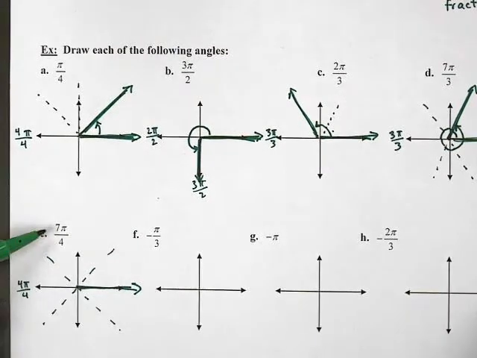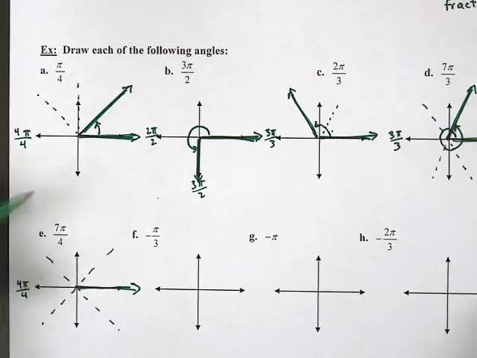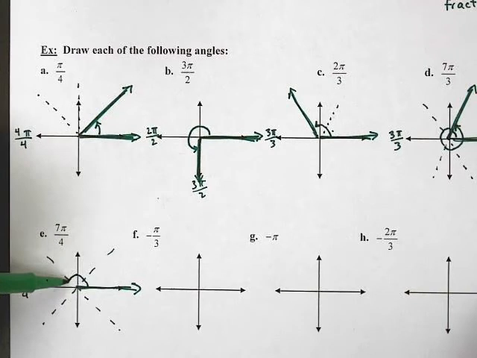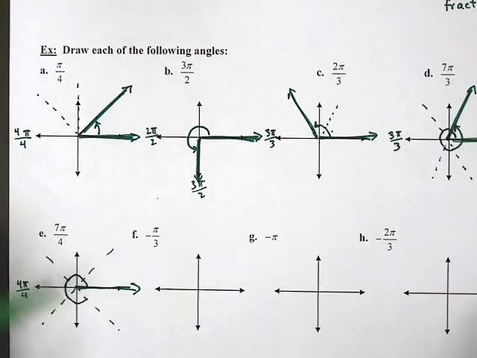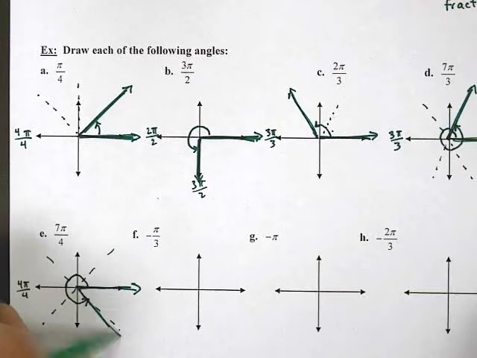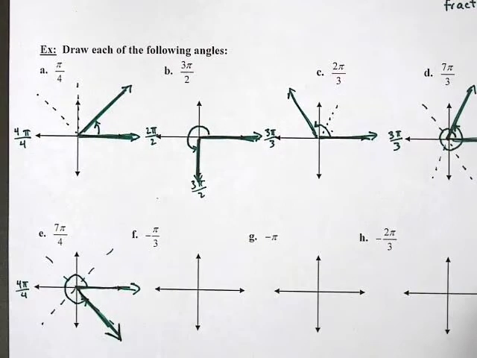Once you have your initial drawn, you want to go 7 pi over 4. So 1, 2, 3, 4, 5, 6, 7. Arrow, terminal. Oh, that's sloppy, but it'll work.